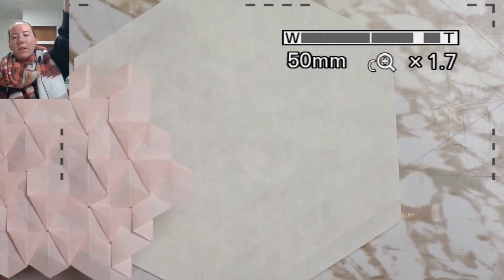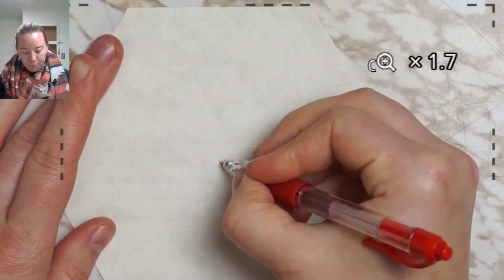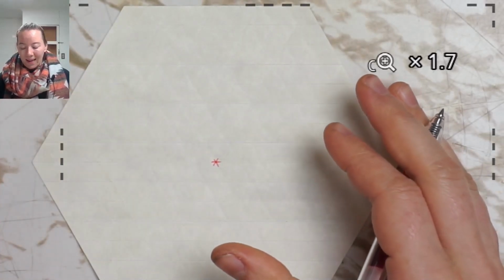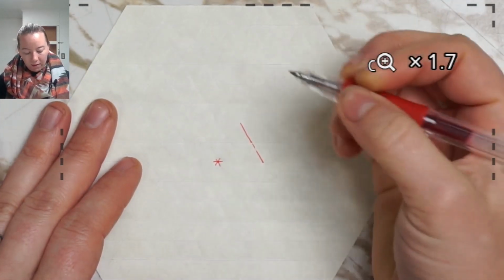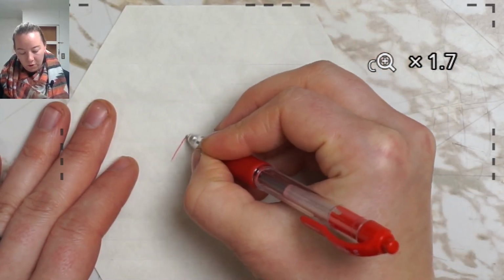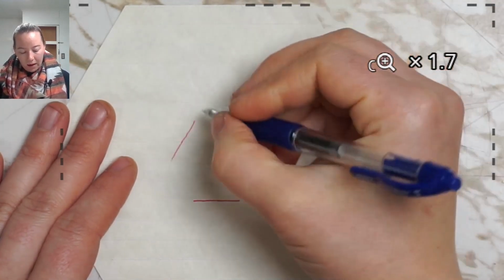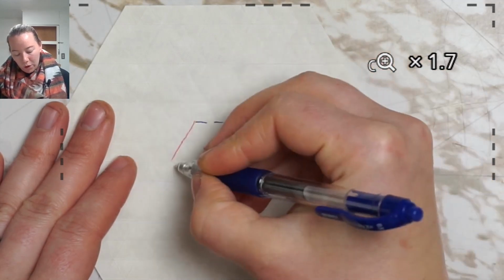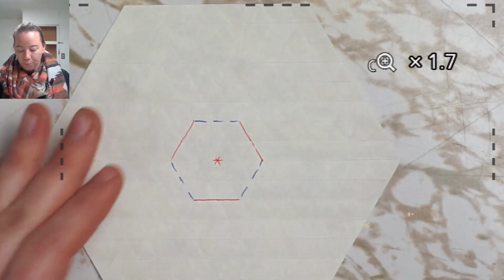The first thing I'm going to do is locate the center of my paper. And once I've located the center, I can see in the crease pattern that I'm going to have alternating lines of mountains and valleys, 2 spacings long each, around the center. So I'm going to go ahead and mark all of these lines on my paper. You don't necessarily have to mark these lines on yours.